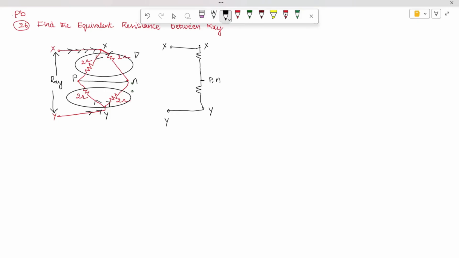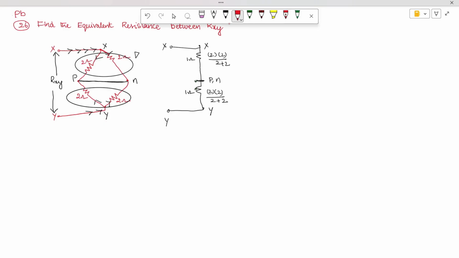So 2 and 2 are connected in parallel. This is nothing but 2 into 2 divided by 2 plus 2, which is nothing but 1 ohm. Similarly, here these two are connected in parallel. Product of resistance divided by sum of resistance. Here also you are going to get a 1 ohm resistor. And you can see here this P and N are short circuited. These two are at one point, P and N.